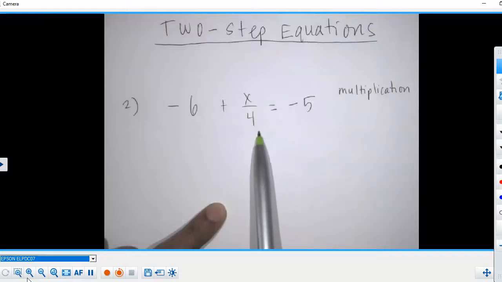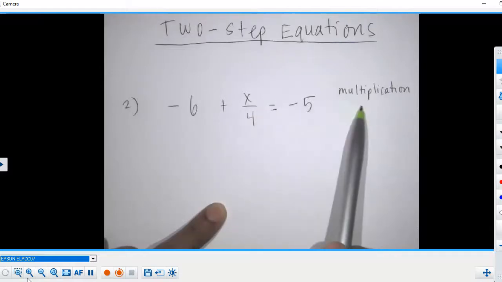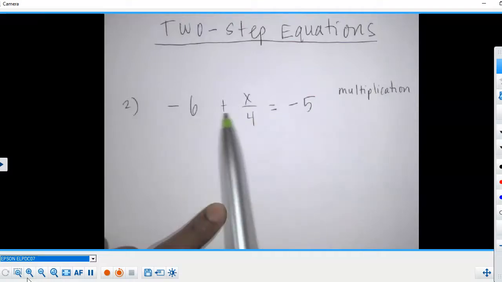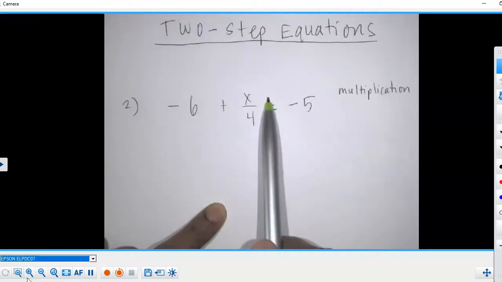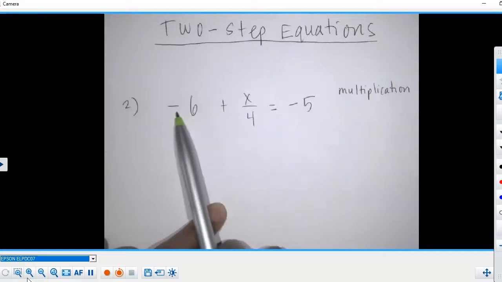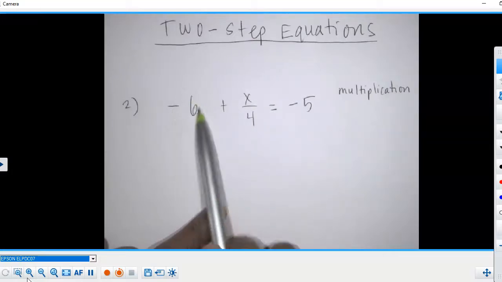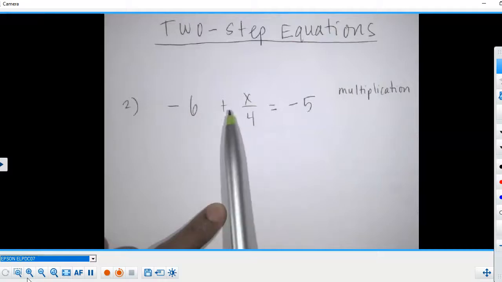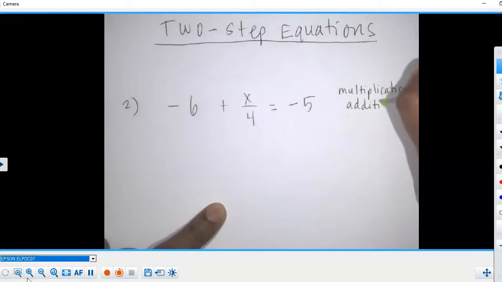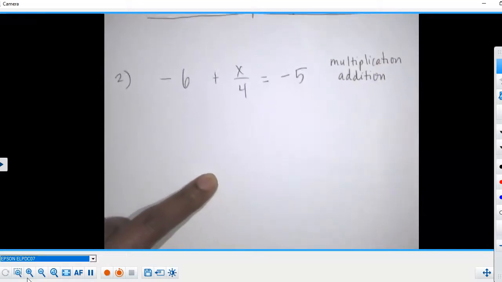X is being divided by 4. There's no mistaking that. The opposite of division is multiplication. But then I say -6 is being added to this situation here. So it's not about the addition. It's because of the constant being negative. I got to do addition. Okay, addition, not subtraction. So let's just get into this. I believe that we should do addition. So now walk through with me and let's see.